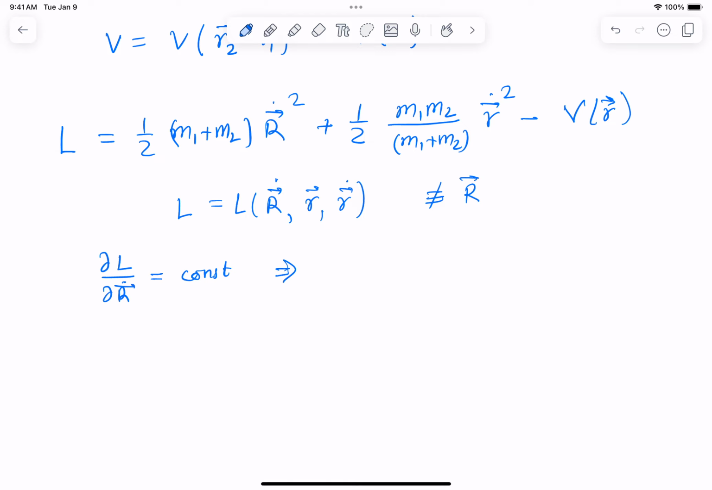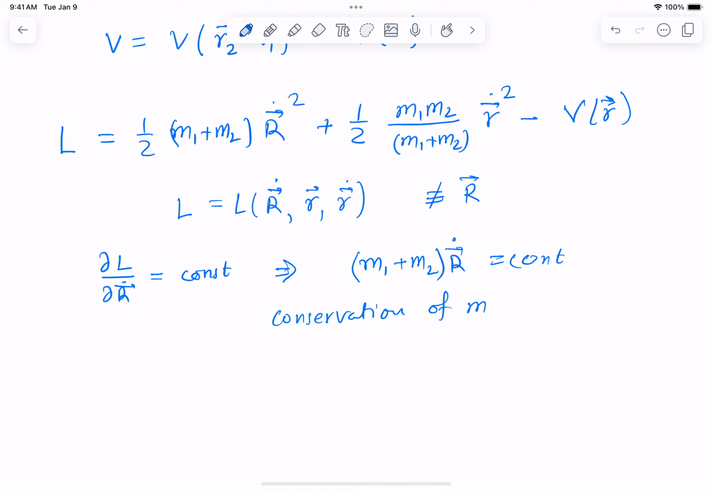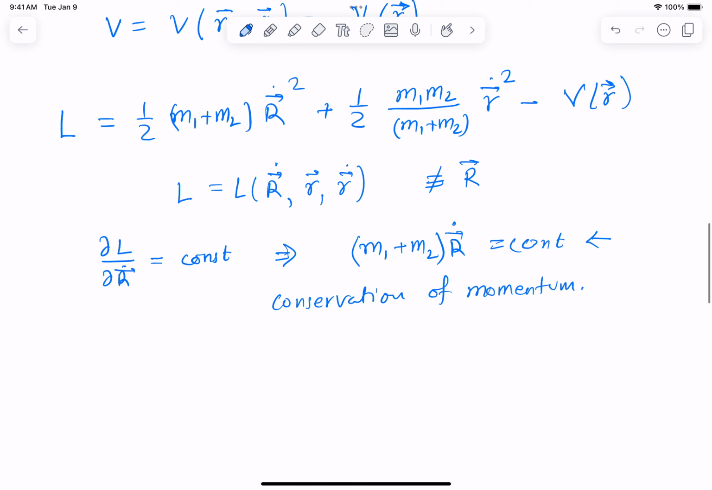So we use that idea here to see that del L by del R dot in this case is going to be a constant, which will give you m1 plus m2 R dot equals a constant. And this is nothing else, this is just a restatement of conservation of momentum, which says that the total mass times the center of mass velocity equals a constant. So the center of mass is moving with a constant velocity. This is our conservation of total momentum of the system.